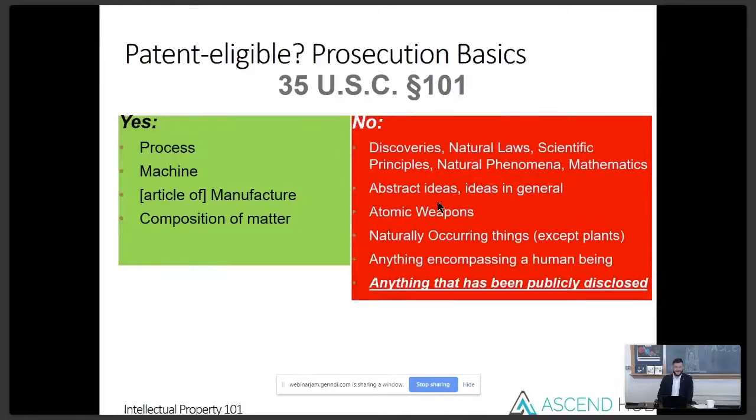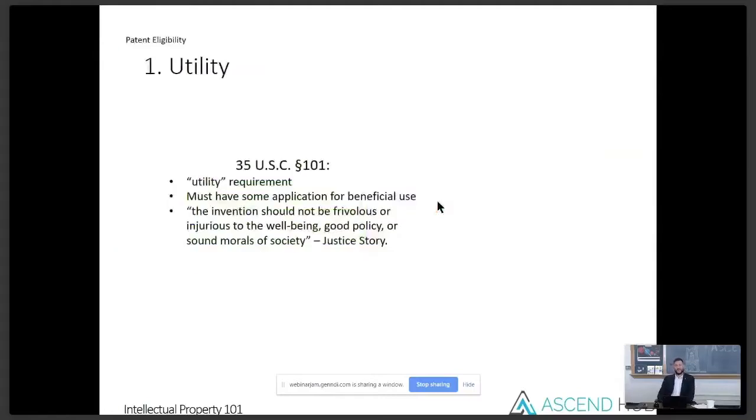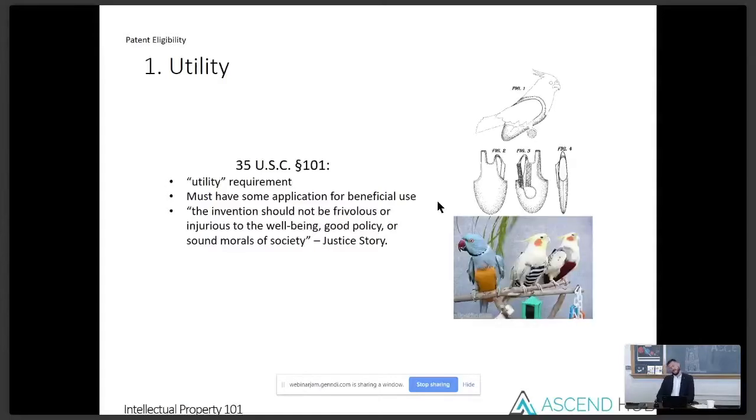Again, you cannot patent anything that has been publicly disclosed. So the requirement for utility is that the claimed invention must have some application for beneficial use. The famed Justice Story was quoted as saying, "The invention should not be frivolous or injurious to the well-being, good policy, or sound morals of society." And that's been read as part of the utility requirement. So I find the utility requirement to be the lowest bar of the three-prong requirement for patent eligibility.